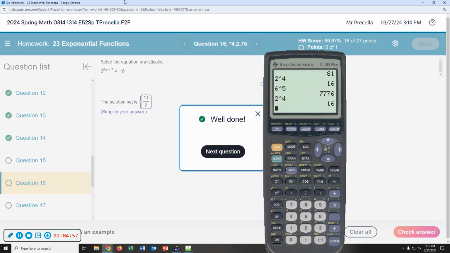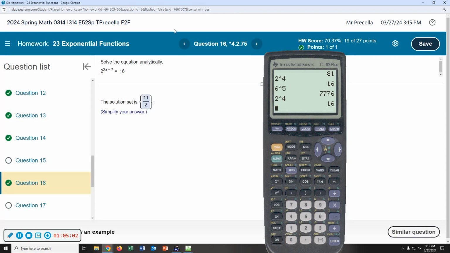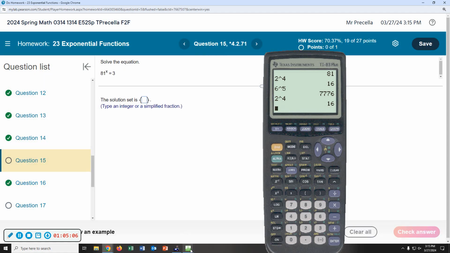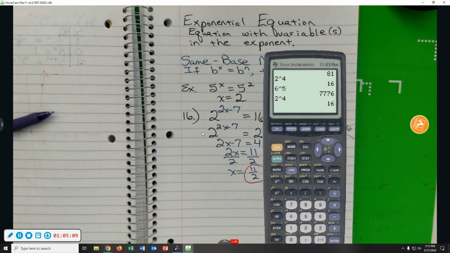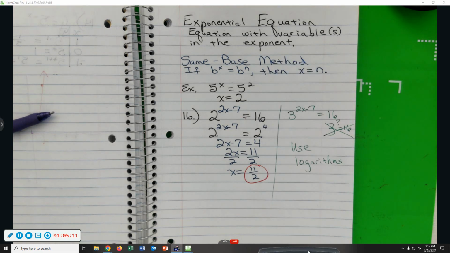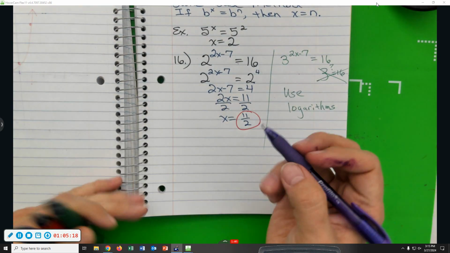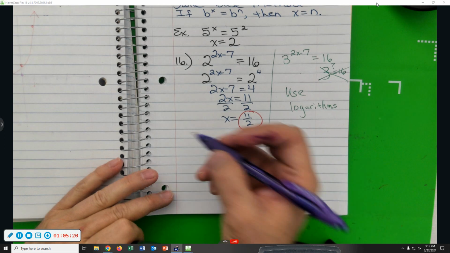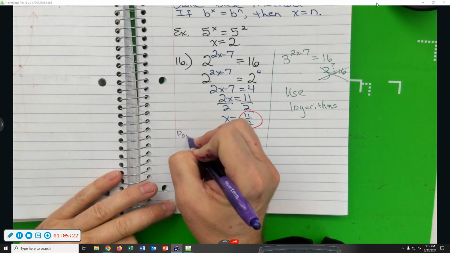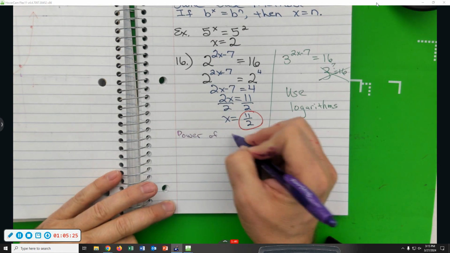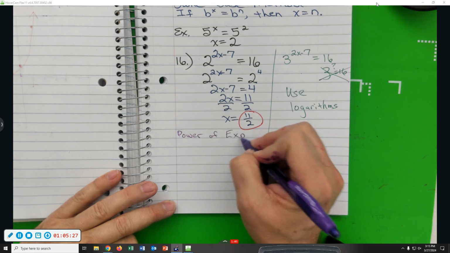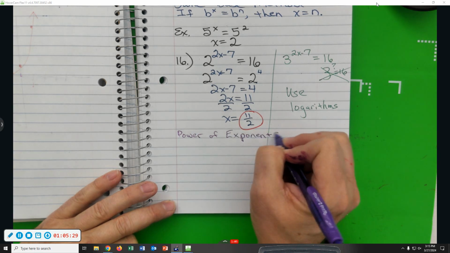11 halves. Let's go back to number 15. There's something before we look at number 15. There's something called the power rule of exponents that you're going to use a lot as we go through this assignment and the assignment over logarithms. The power rule of exponents. I keep saying the power rule of logarithms. The power rule of exponents.